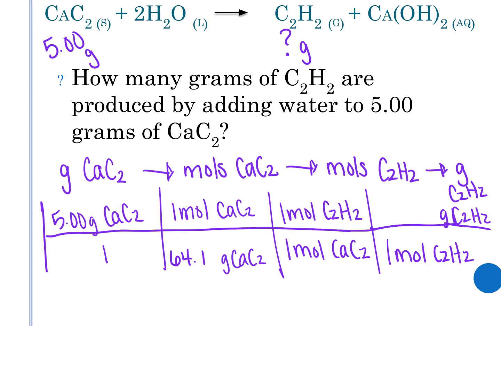And then finally, what do you use to get from moles of C2H2 to grams? Molar mass, which is 26.04. Okay, do y'all agree with the work and how it's set up? Okay, so what are you getting for a final answer? 2.03. Okay, 2.03. What's your unit? Grams of C2H2.